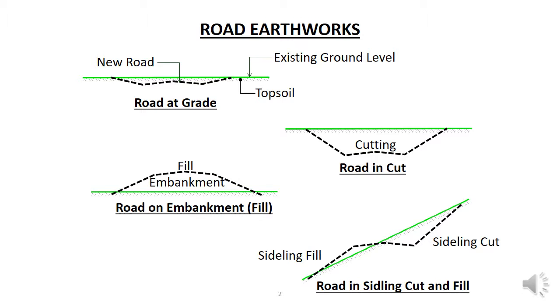In other sections, the road may run along the side of a hill, which is called a sideling cut. The hill section may be a balance of cut and fill, as shown here, or it may entirely be in cut. Roads typically involve a mix of these types of earthworks. Let's look at each in a bit more detail.